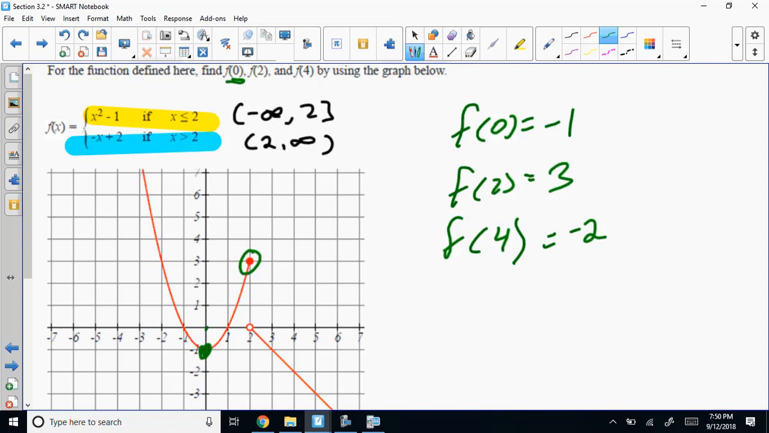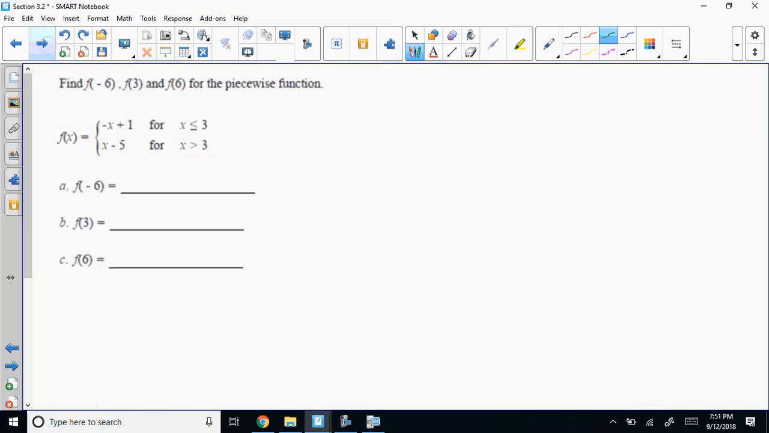Wait, but if you go to 5, it's negative. Yeah, but we aren't asking for 5, right? We're only asking for who? It said 0, 2, and what? Oh. I just wrote what the domains were. Okay, never mind. I don't have my glasses with me, so it's hard to see. It's okay.